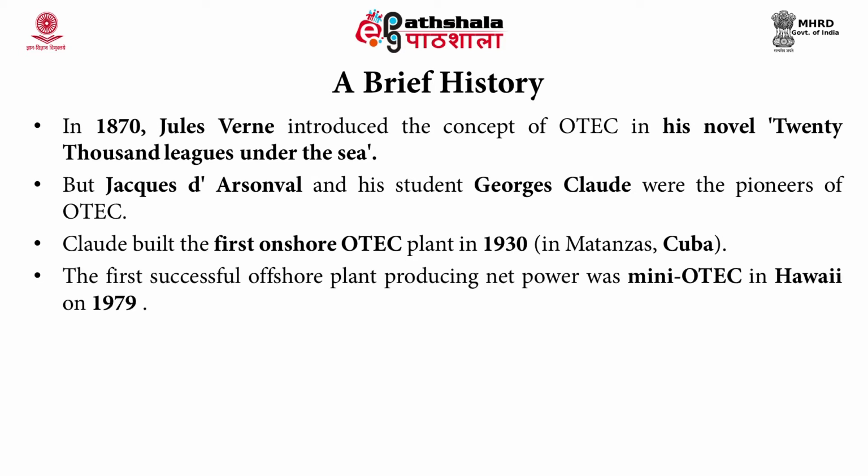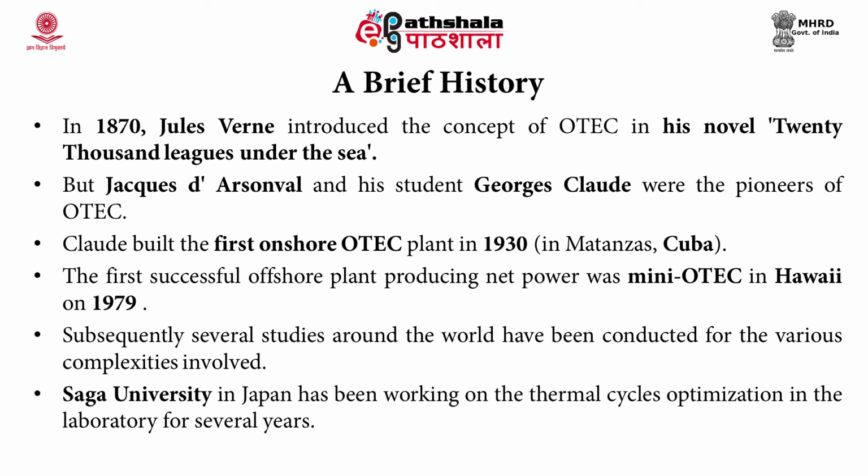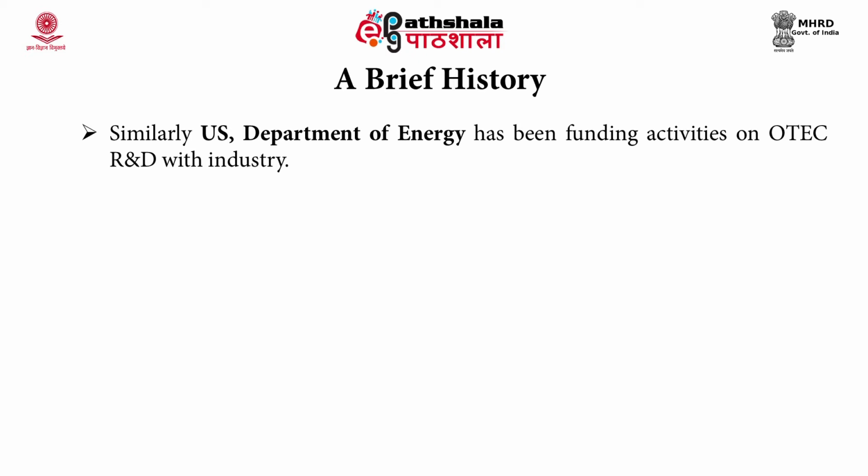The first successful offshore plant producing net power was Mini OTEC in Hawaii in 1979. Subsequently, several studies around the world have been conducted on the various complexities involved. Saga University in Japan has been working on thermal cycle optimization in the laboratory for several years. Similarly, the United States Department of Energy has been funding OTEC R&D activities with industry.